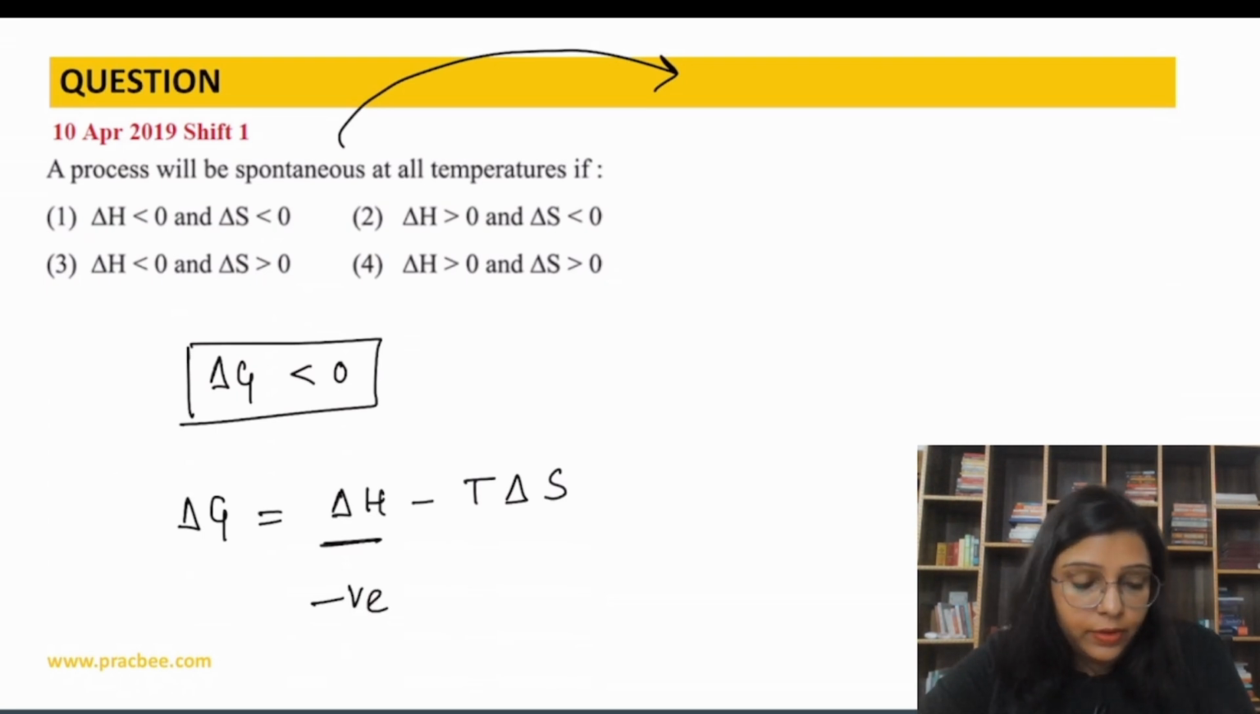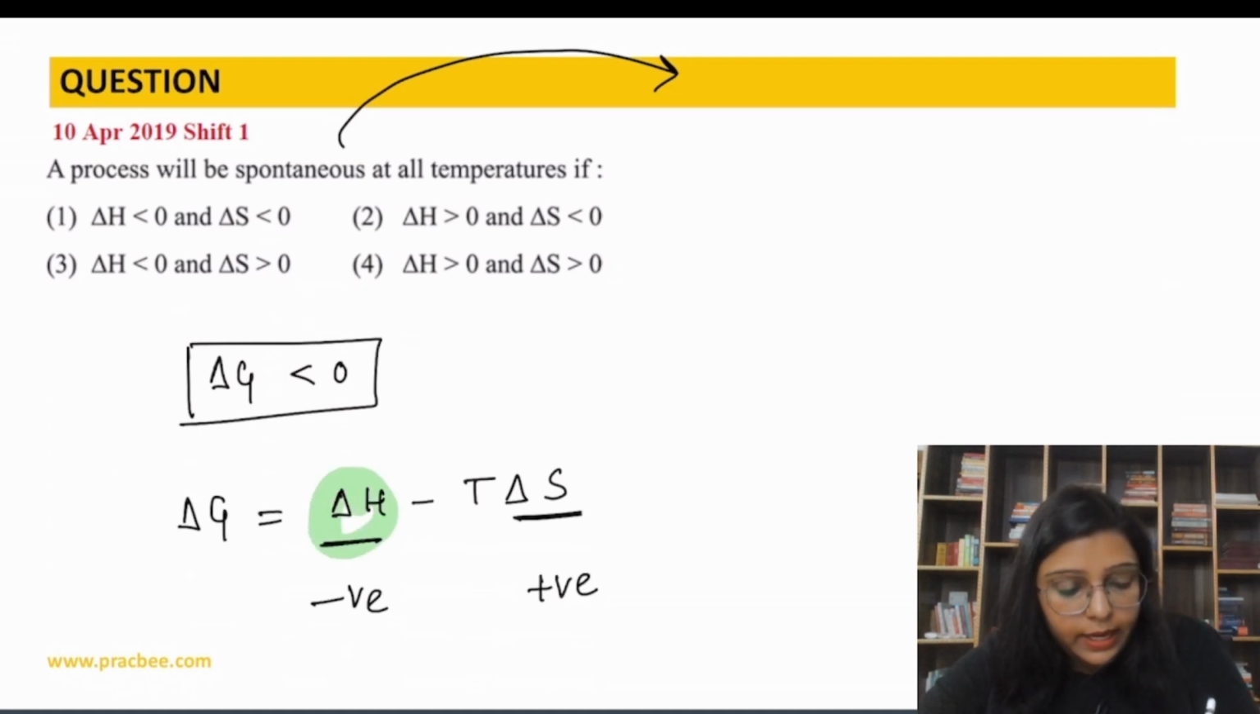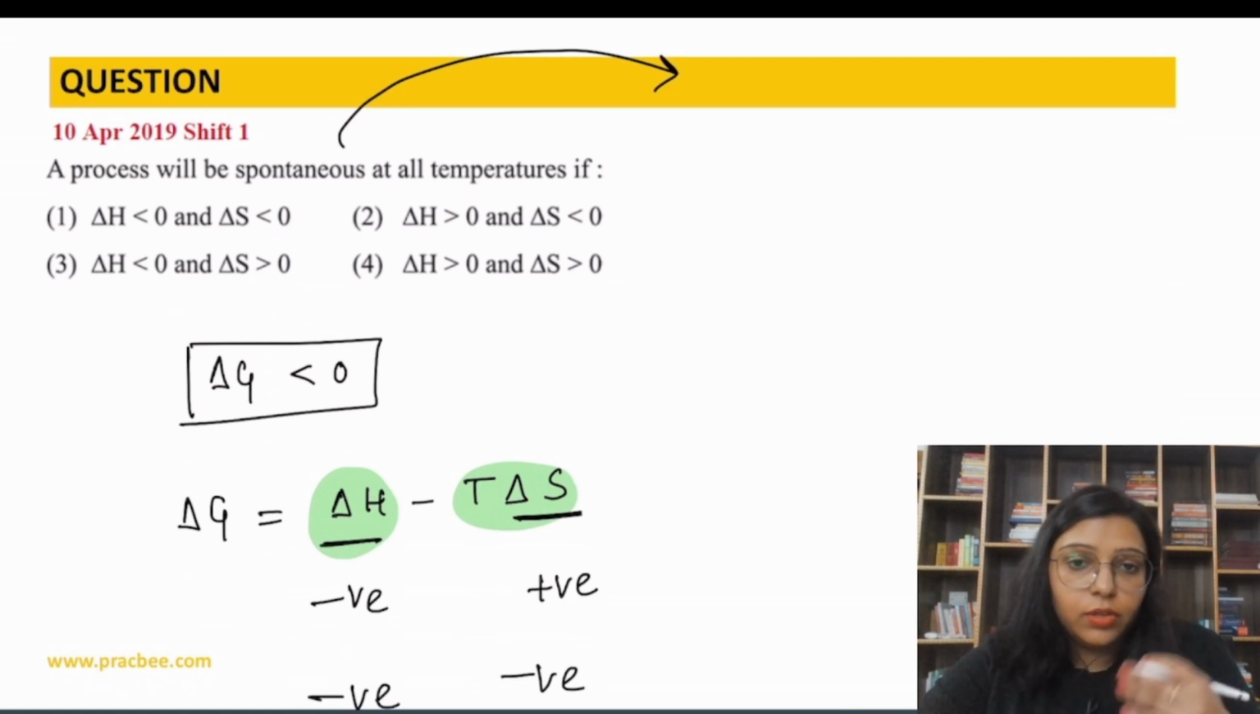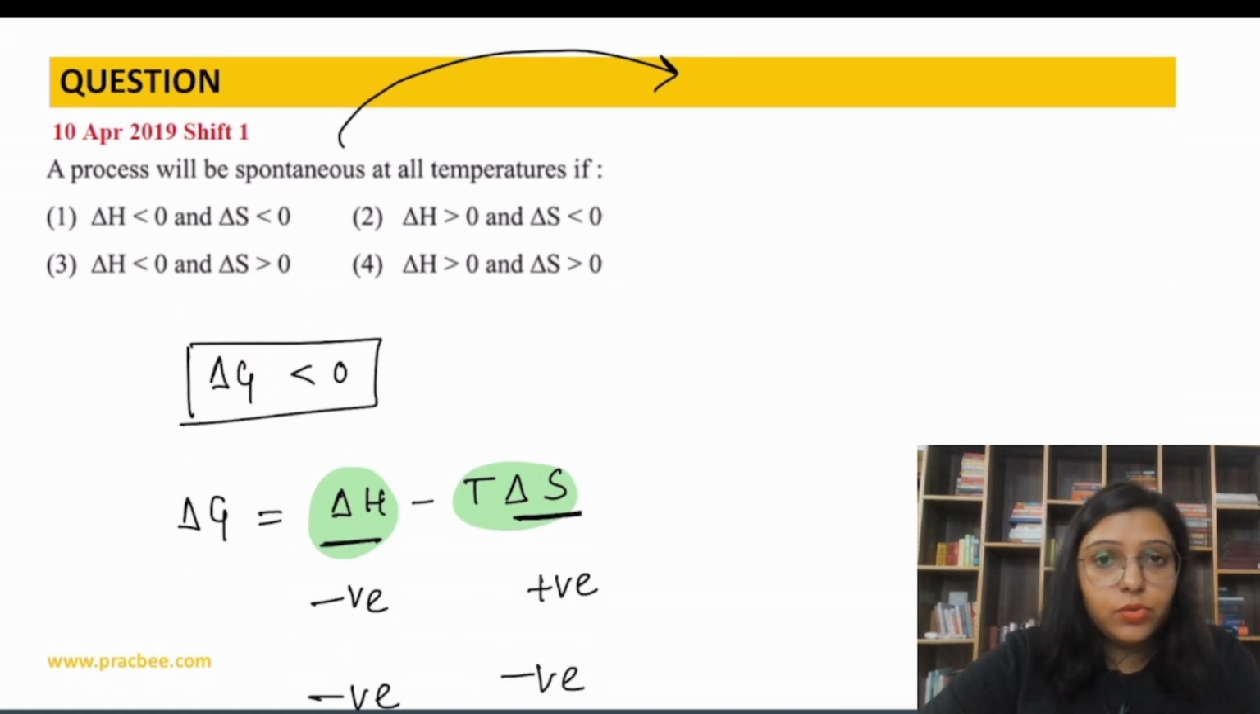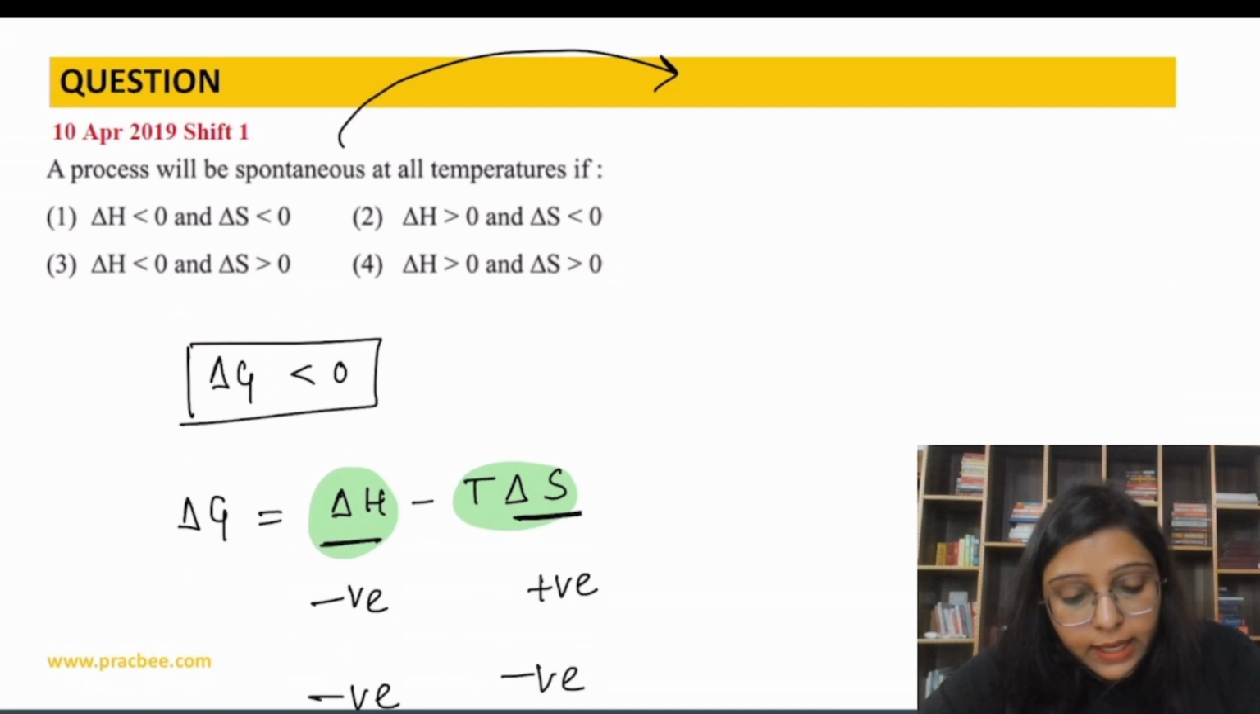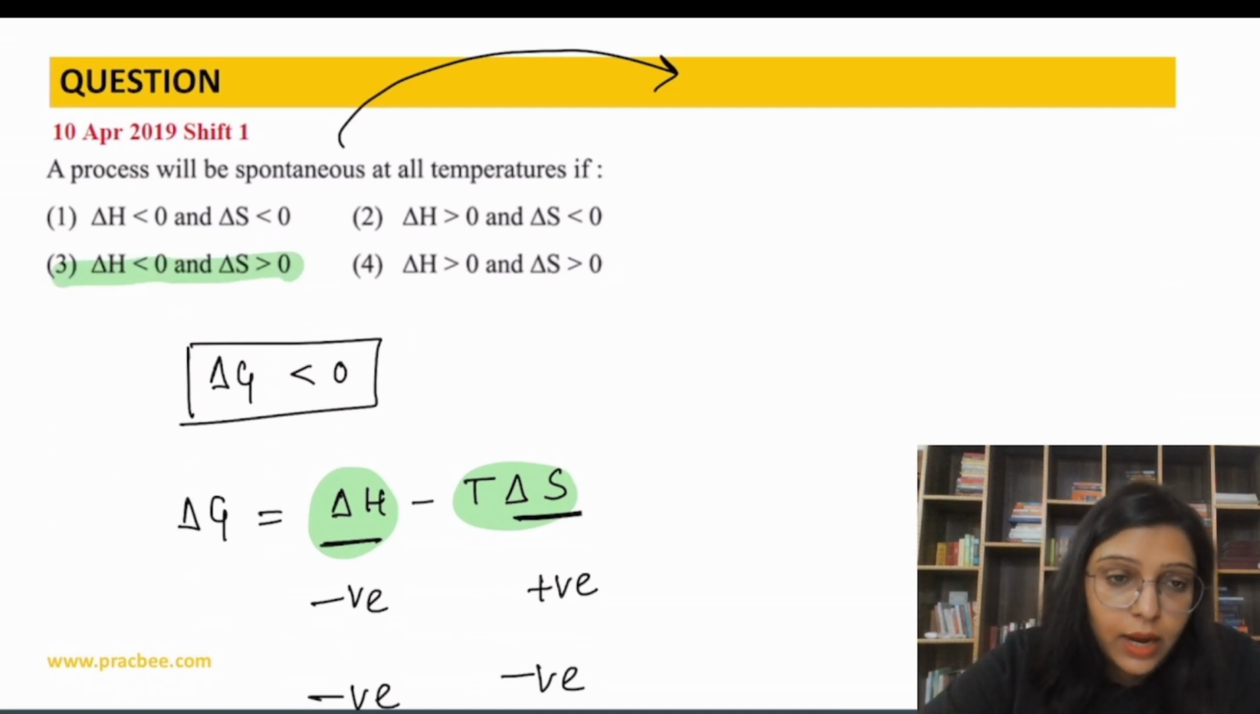delta H is negative and delta S is positive, then what happens? The first term, delta H, is going to be negative, and the second term is also going to be negative. So delta G comes out to be negative. So if delta H is less than 0 and entropy change is greater than 0, then at all temperatures the reaction is spontaneous.